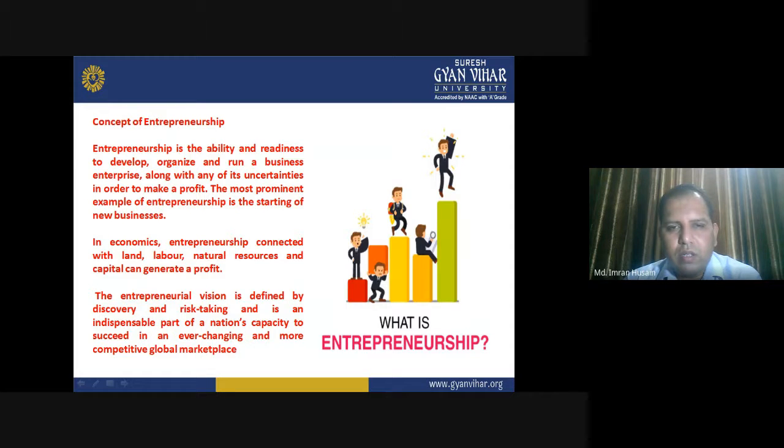In economics, entrepreneurship is connected with land, labor, natural resources, and capital that can generate a profit. Yes, if you have land, if you have labor, if you have resources, right, and if you have money, you can utilize them all together in order to generate more profit, more money. So this is the idea that makes everything different from each other. The entrepreneurial vision is defined by discovery and risk taking and is an indispensable part of a nation's capacity to succeed in an ever changing and more competitive global marketplace.